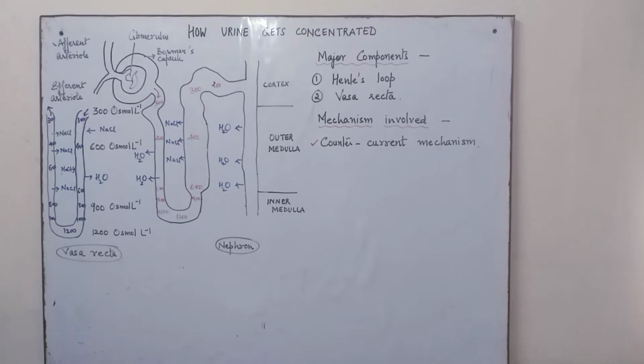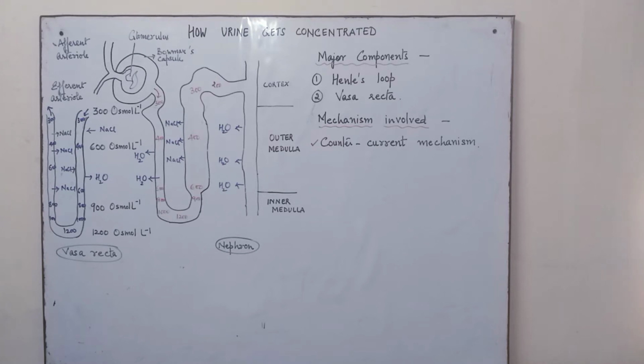In this video, we'll be studying how the urine gets concentrated, or the mechanism of the concentration of filtrate. That means how the urine gets all the useful substances reabsorbed, and how only the nitrogenous waste or the extra is removed out of the body by the method of excretion.